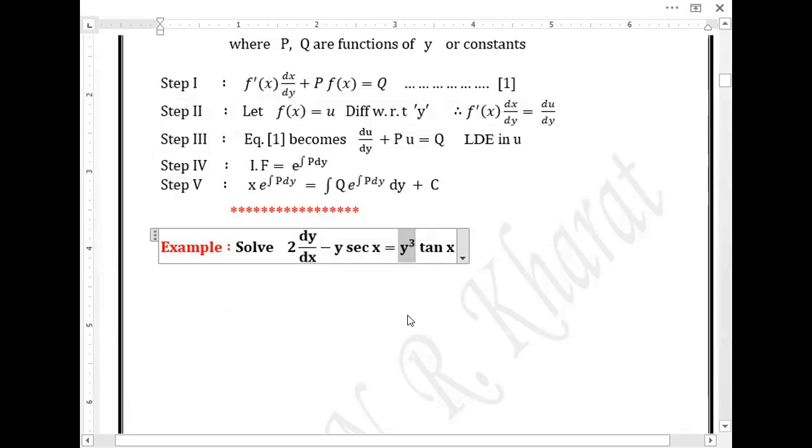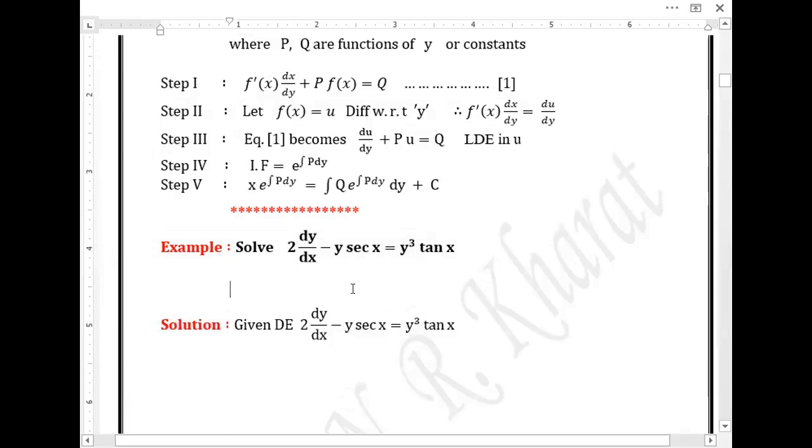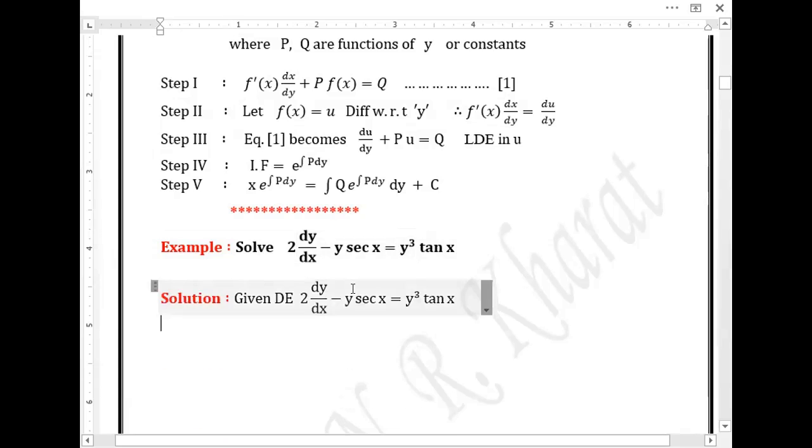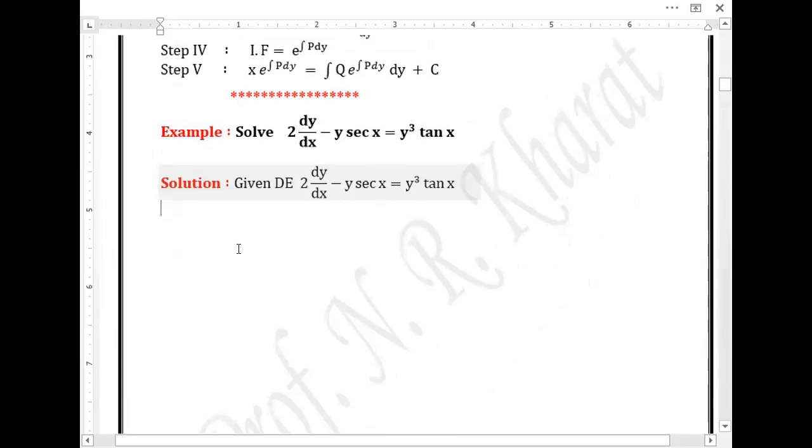Here n is 3, so y raised to n means y raised to 3. We have to divide our entire differential equation by y raised to 3. The differential equation is in the form where p is equal to sec x, q is equal to tan x, and y raised to n is y raised to 3. So p equal to sec x becomes minus sec x, meaning we are changing the sign of p with a minus sign, and dy by dx.